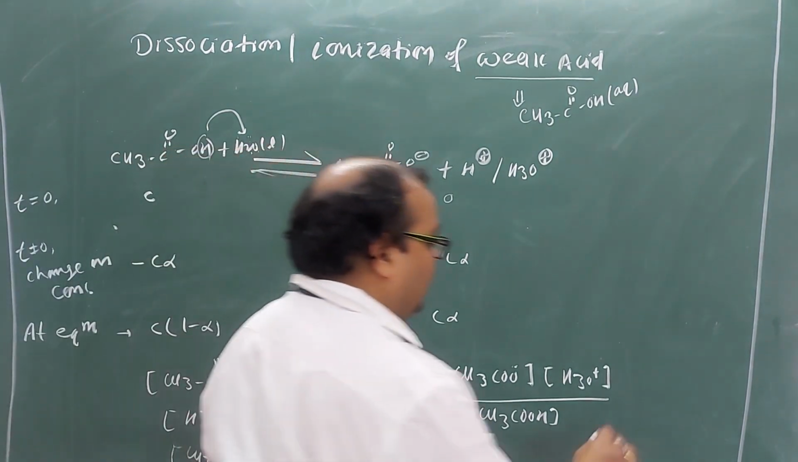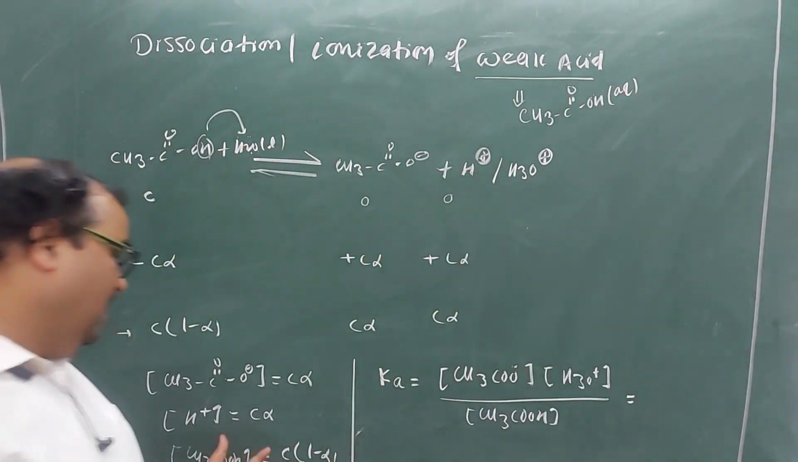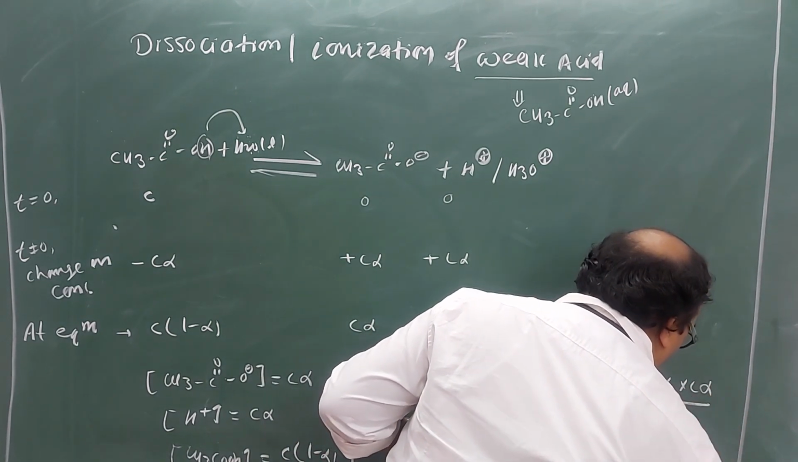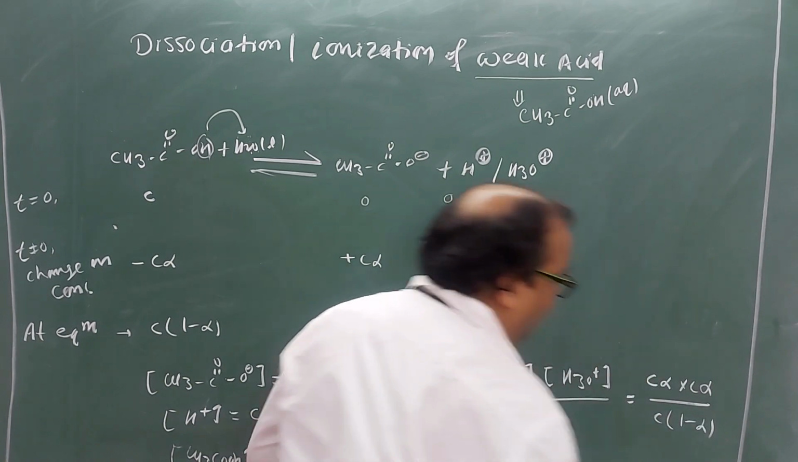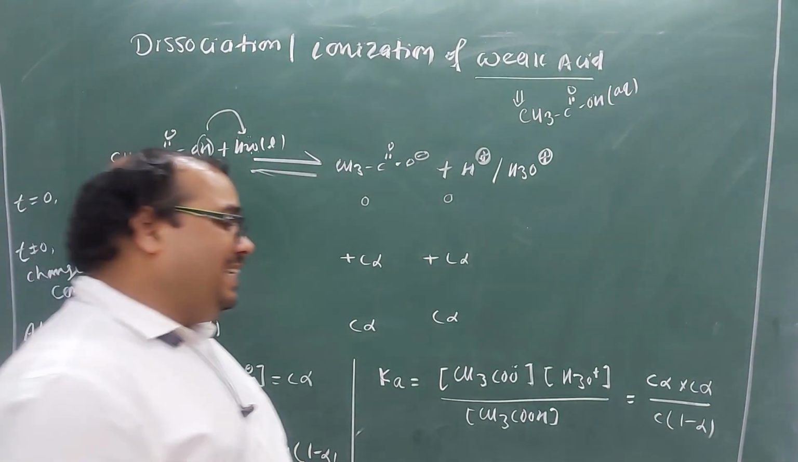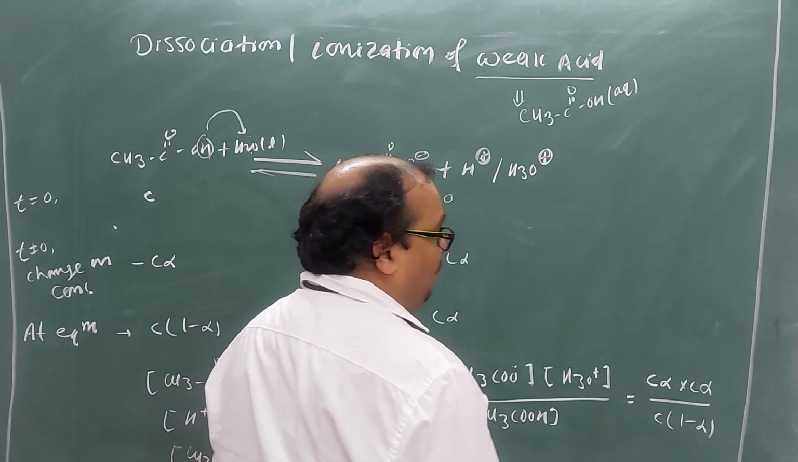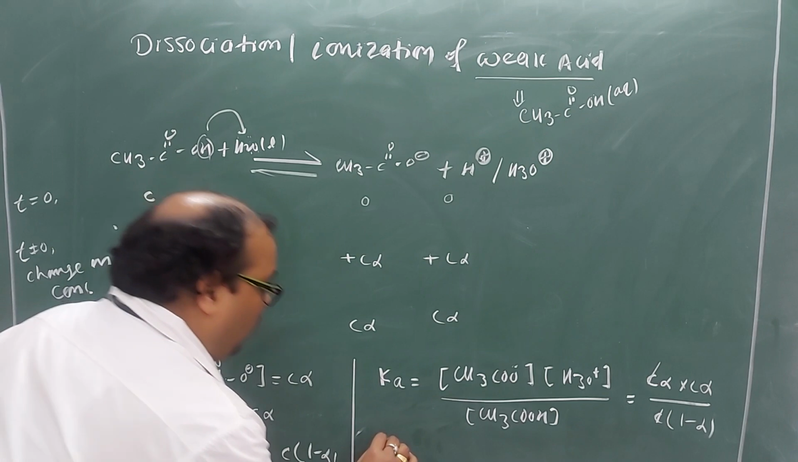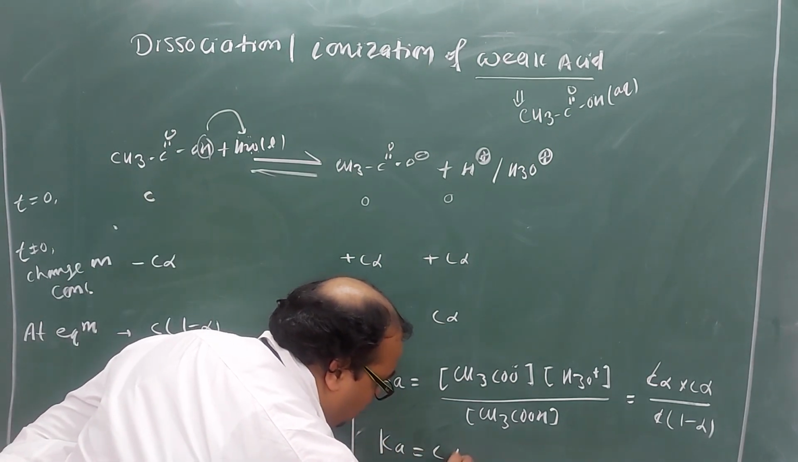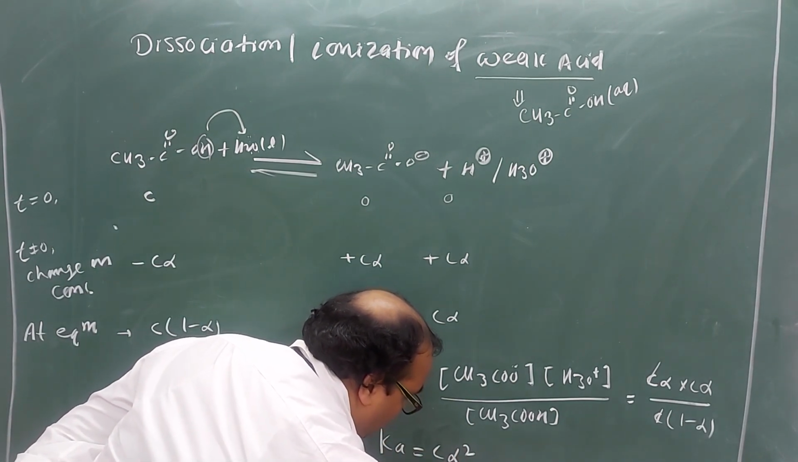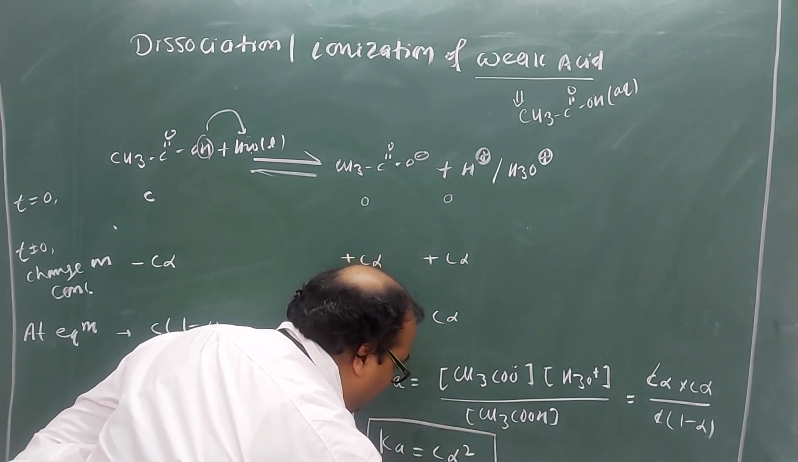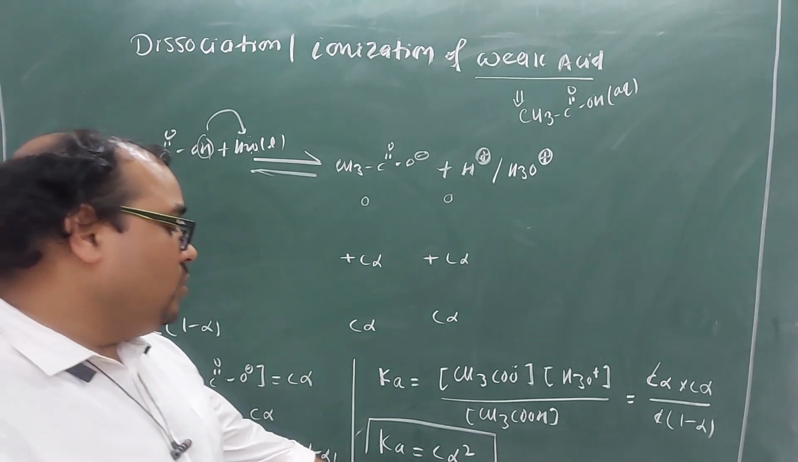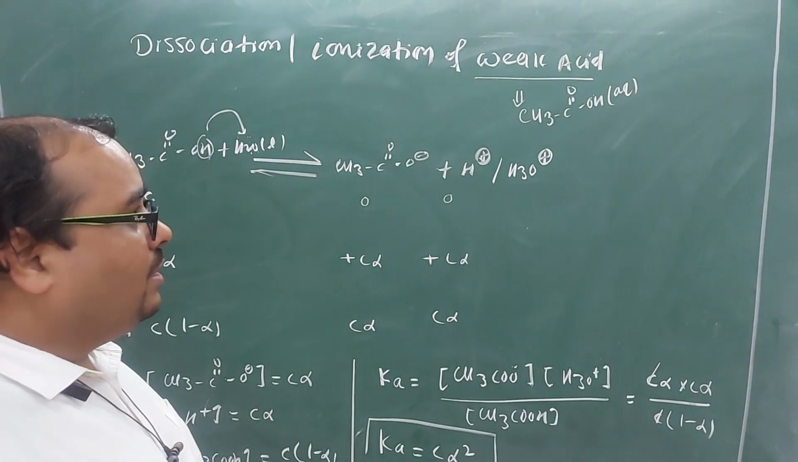Thus substitute the concentration values. Concentration how much? C alpha into C alpha upon C into 1 minus alpha. So what will happen? Obviously C and C cancel here. So what will you get? K is equal to C alpha square upon 1 minus alpha. So this is the dissociation constant of the weak acid, C alpha square upon 1 minus alpha.